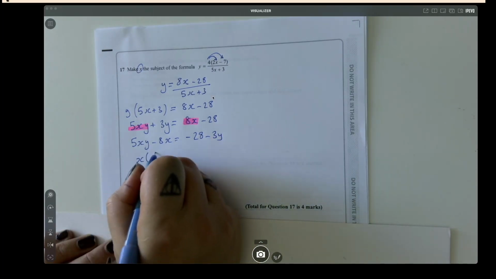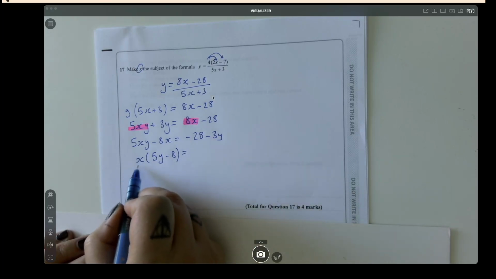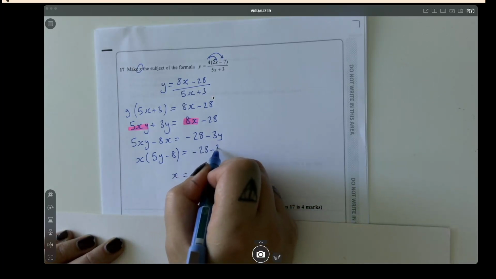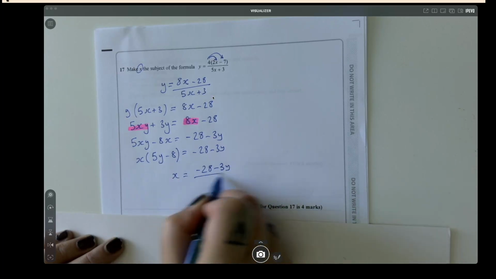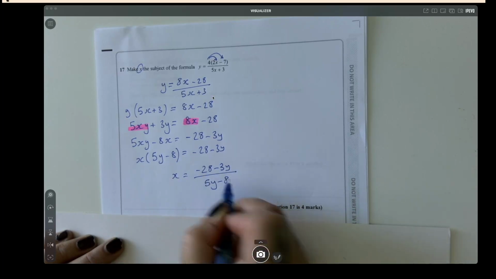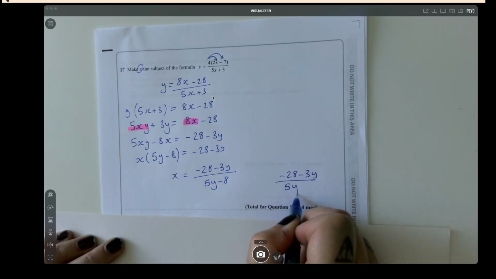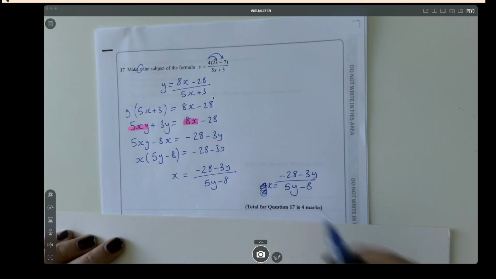So if I factorise for x, I get 5y minus 8 inside the brackets, and then I only have one x term, which means that I'm going to end up with x equals eventually, which is what we want. And then I'm going to divide by the bracket. So minus 28 subtract 3y over 5y minus 8. Oh, it's not y equals. It's x equals.